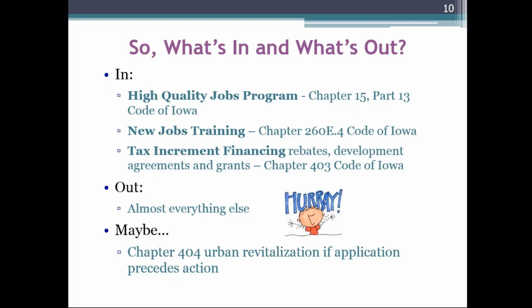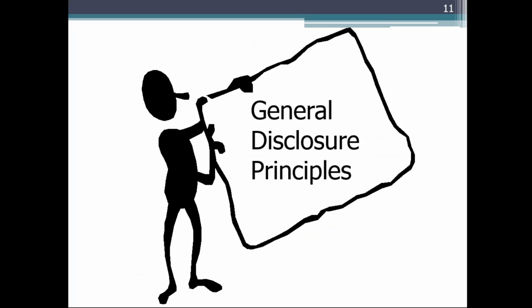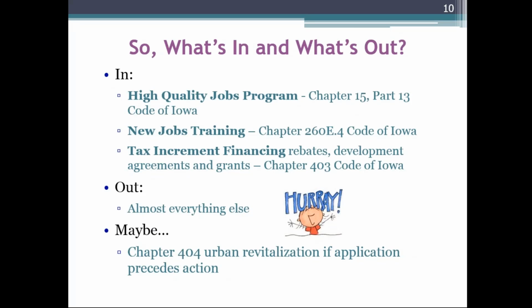There is some Chapter 404 urban revitalization that could be applicable if an application is required before action. Chapter 404 does not require that, but some cities have by ordinance required an application before you start doing the revitalization. If the application is required, then you're going to want to take a look at that, and it'll probably be in as well. Yeah, those are the programs.